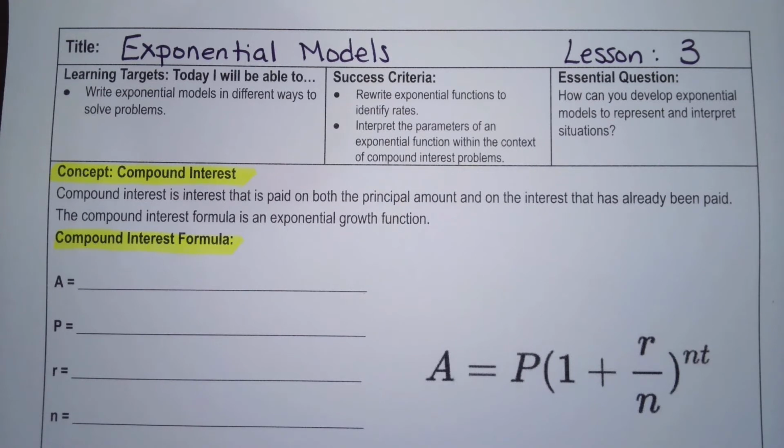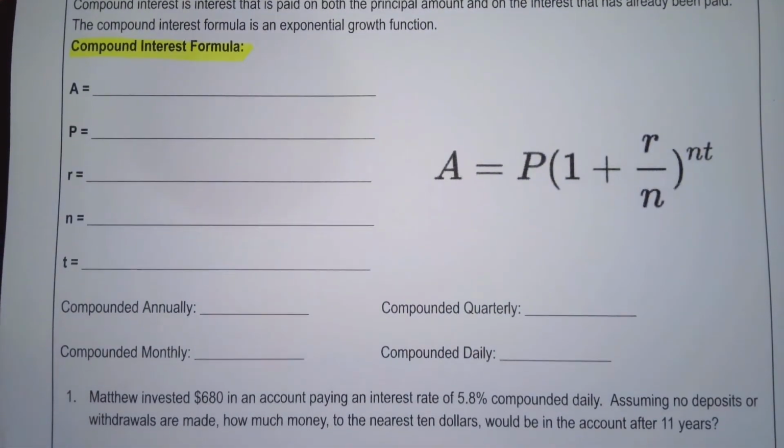So the first formula we're going to look at is compound interest. Compound interest is interest that is paid on both the principal amount and on the interest that has already been paid. The compound interest formula is an exponential growth function. So again, compound interest is primarily seen in banks, savings accounts, that type of thing. It's very much the financial side of mathematics. So let's take a look at our compound interest formula.